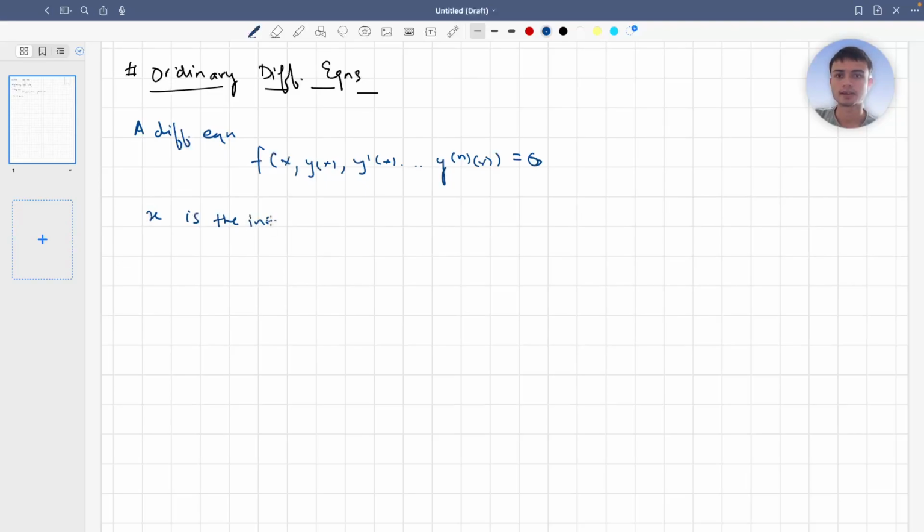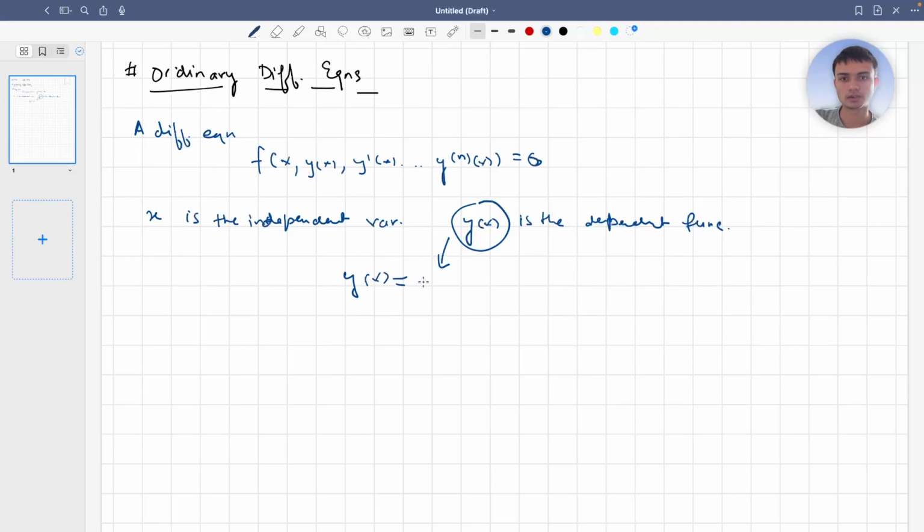So x is the independent variable, and y of x is the dependent function. So y of x is a kind of a function, or you can say it's something that you want to find. So y of x will turn out to be some sort of thing like sine x or cosine x, and you can see, so y is dependent on x. That's what I wanted to say.